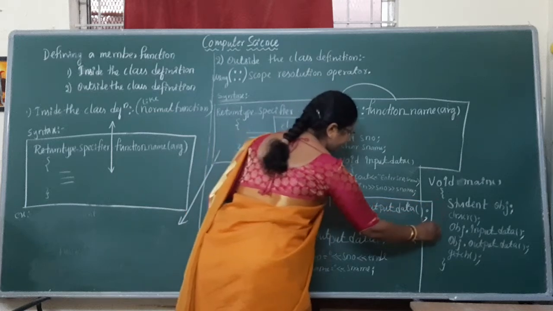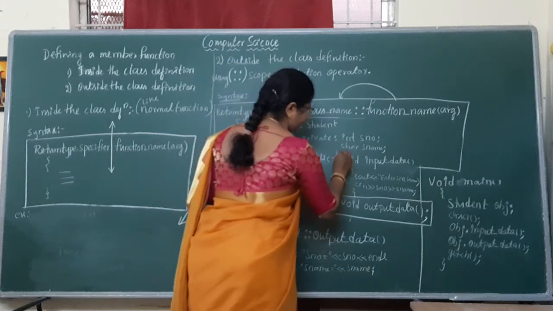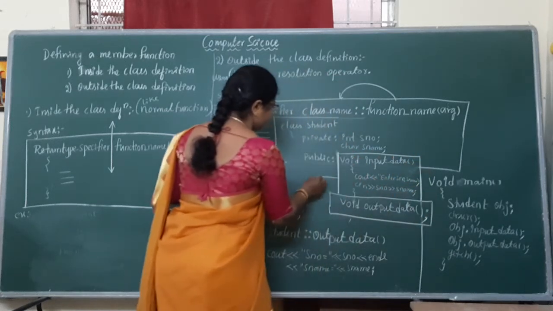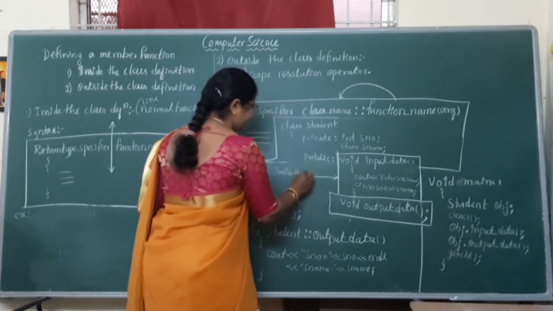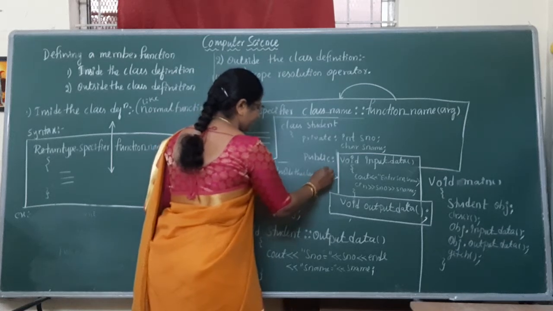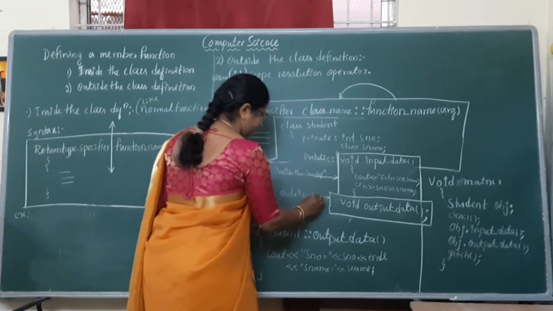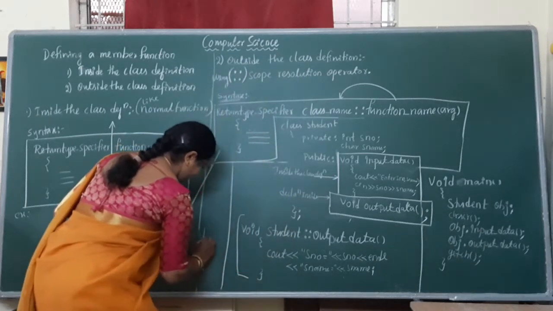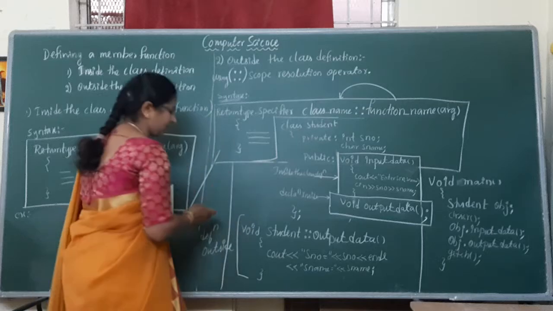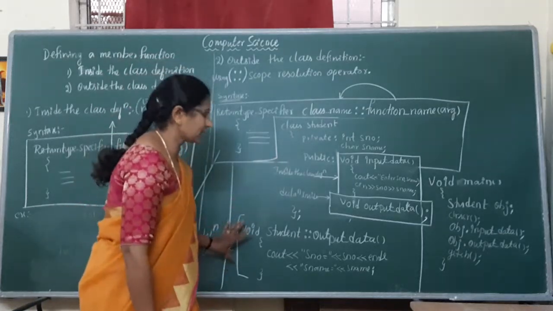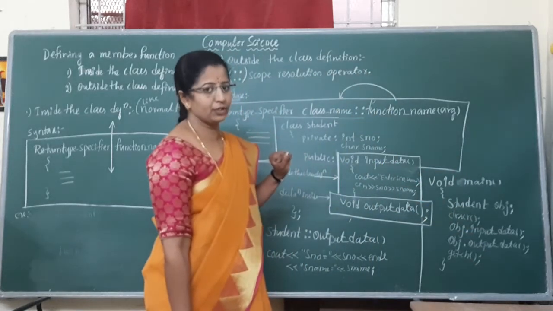This is inside the class definition. This is the declaration inside. This is the definition outside. A single program contains both inside as well as outside. There is no change in the main function. Did you get it, students?